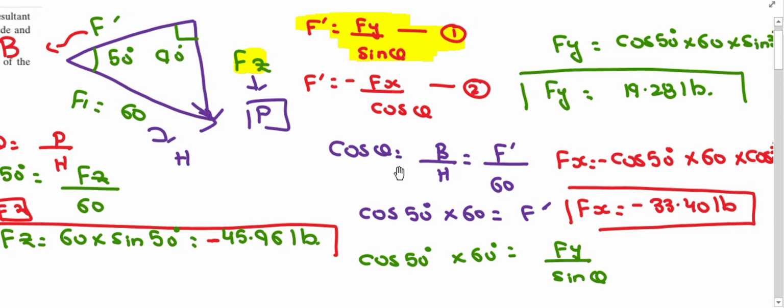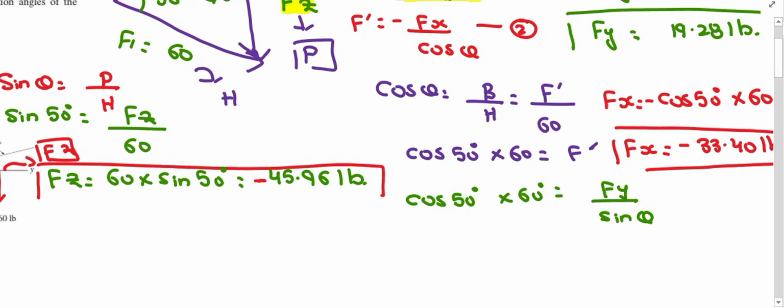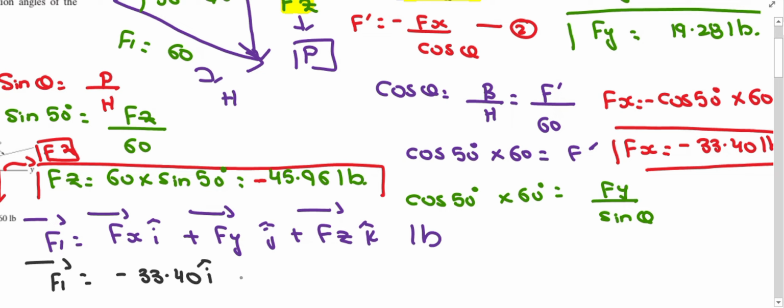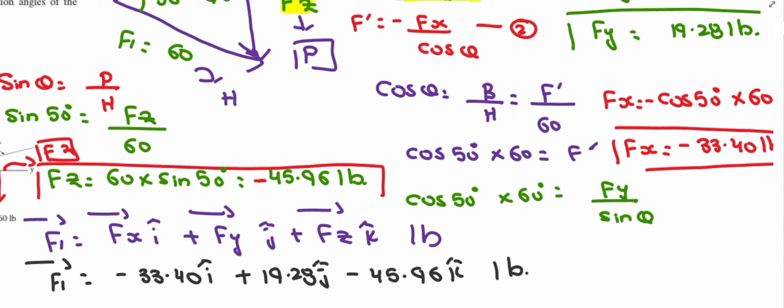So what is the Cartesian form of the F1 force? F1 is equal to Fx i plus Fy j plus Fz k pounds. F1 is equal to the value of Fx, which is negative 33.40 i cap. Similarly, the value of Fy is 19.28 j cap. And similarly, the value of Fz is negative 45.96 k cap pounds. This is the value of F1.